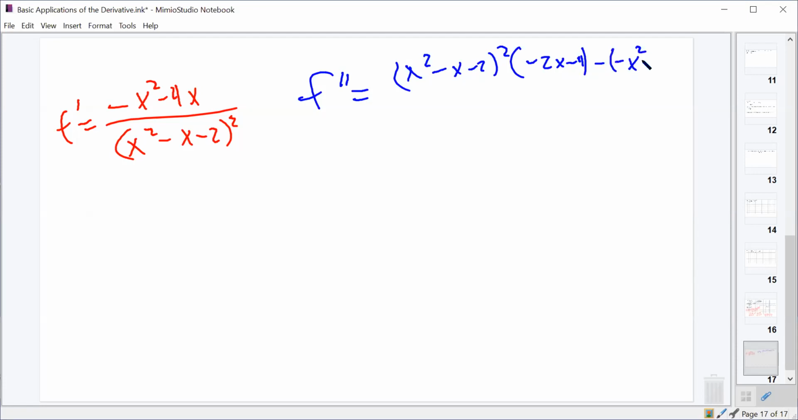Probably should have given myself a little more room here, but I didn't. So that negative x squared minus 4x is multiplied by 2 times x squared minus x minus 2 times 2x minus 1. And what can we factor out of those? So x squared minus x minus 2, right?